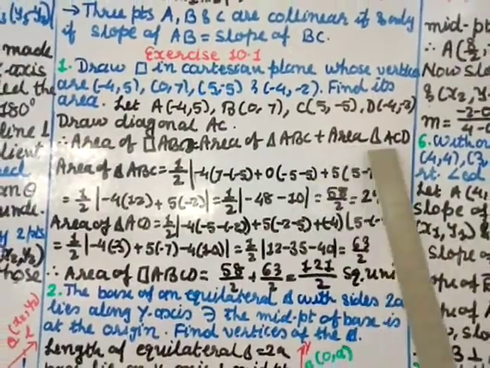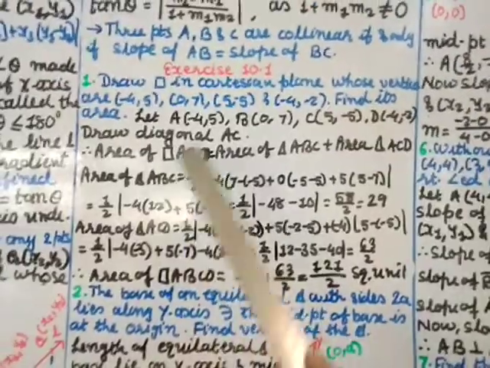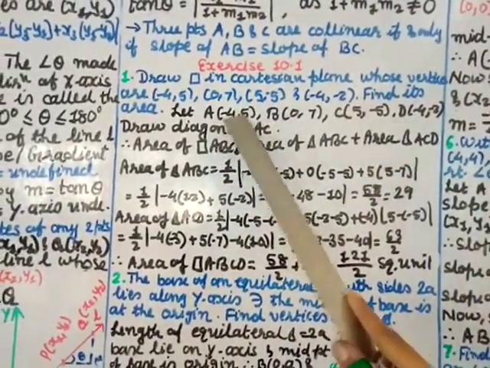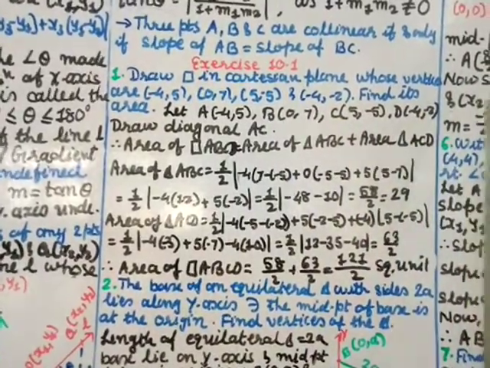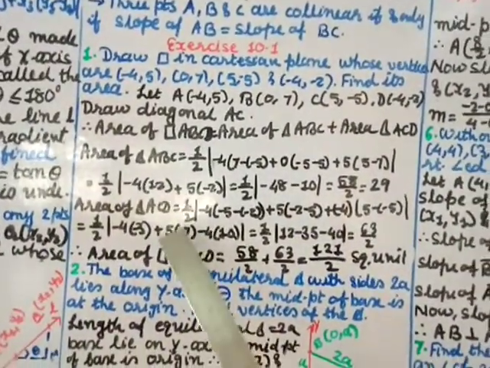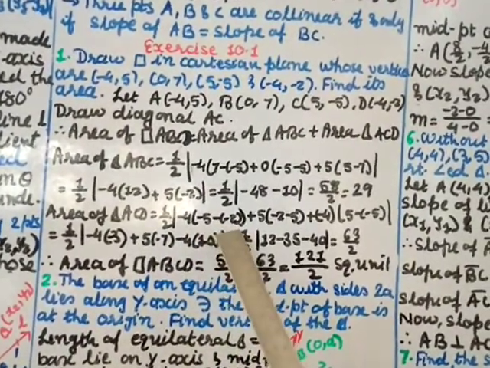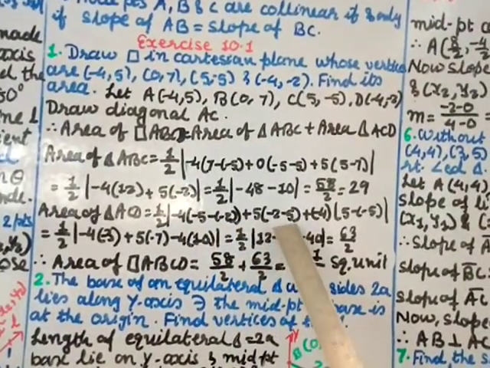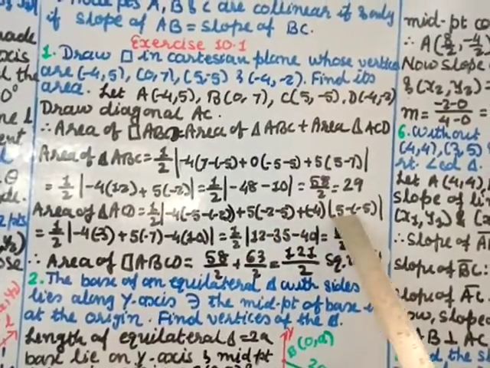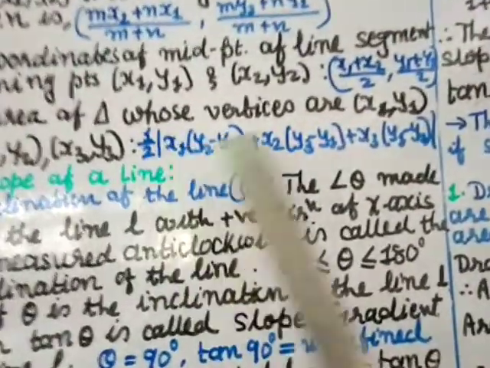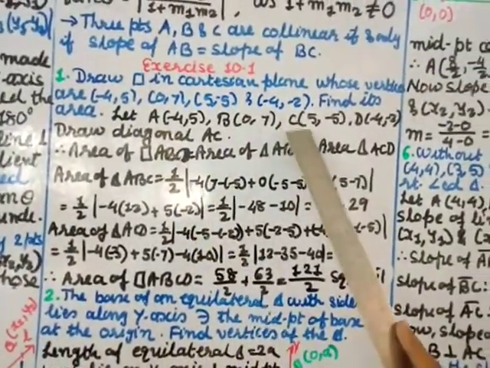Now similarly, I find the area of triangle ACD. Okay, so these three vertices A, C and D we have to use. So I get the area 1 by 2 into minus 4 times 5 minus of minus 2, plus 5 into minus 2 minus 5, plus minus 4 into 5 minus minus 5. Okay, I am using this formula and applying it, and the vertices I am taking as A, C and D.